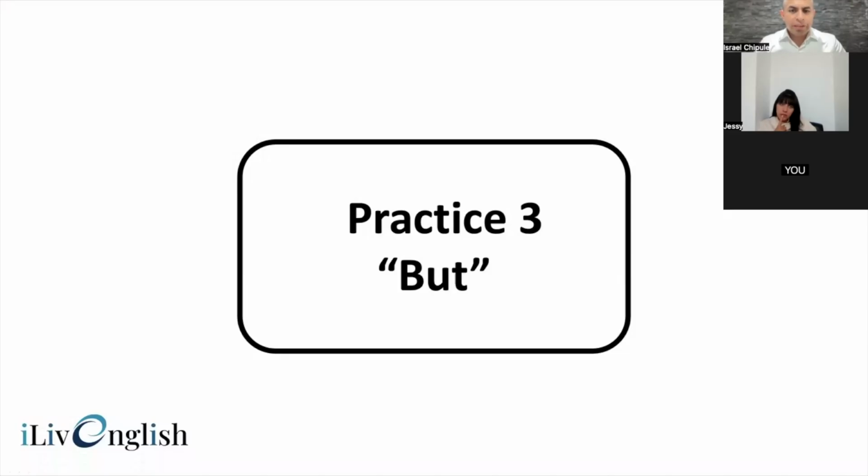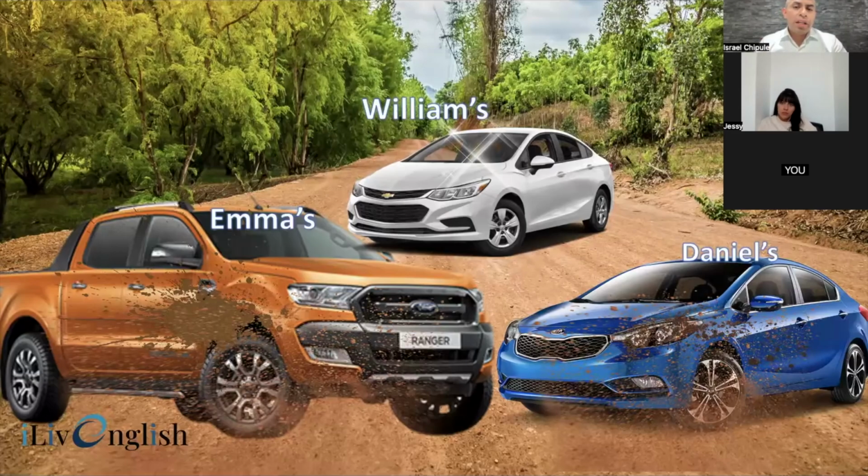But. But is the connector for contradiction. Again, the connector for contradiction is but. So, Jesse, what is the connector for contradiction? But. Excellent. Now, student you, what is the connector for contradiction? Exactly. Now, let's practice with this.